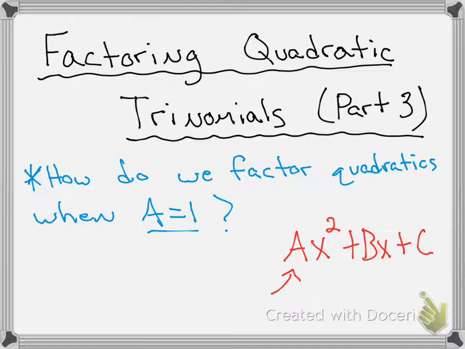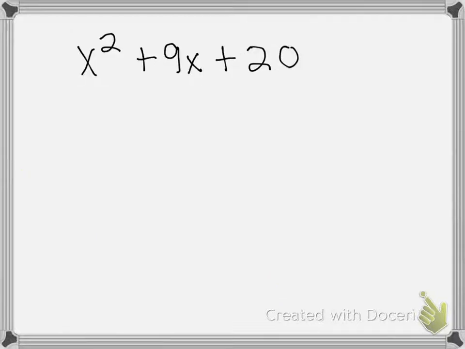The answer to that question is we factor those quadratics the same way we factor a quadratic that has something other than 1 in front of x squared. The process is no different. So if we look at an example, we can put a 1 right there in front of x squared. If there's nothing written in front of a variable, it's assumed to be a 1. And you're going to say 1 times 20, which is 20.